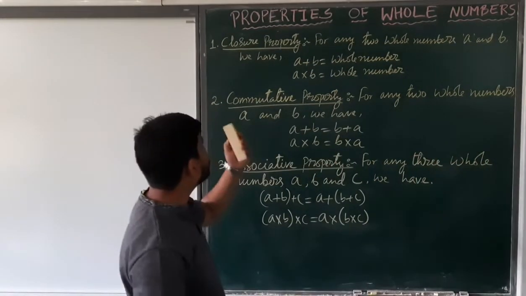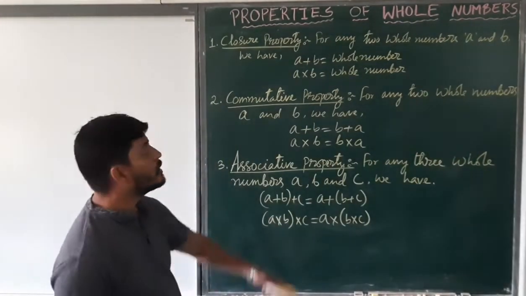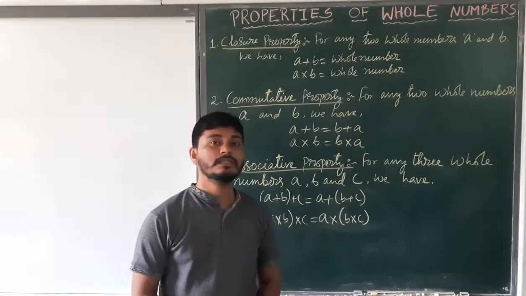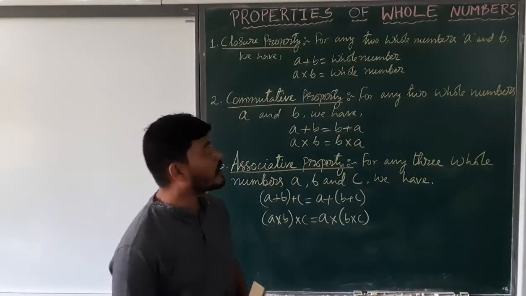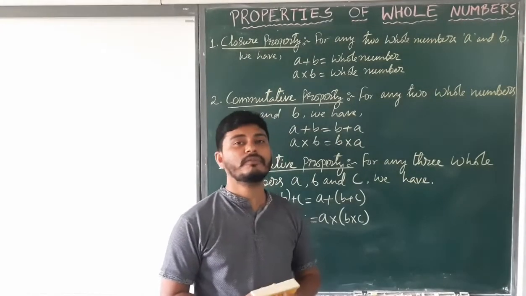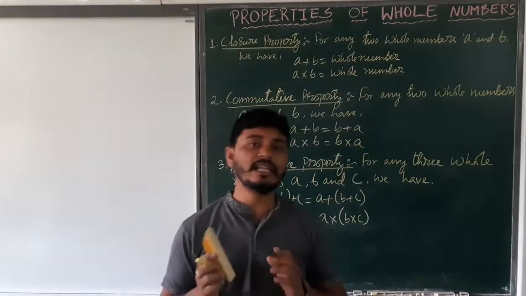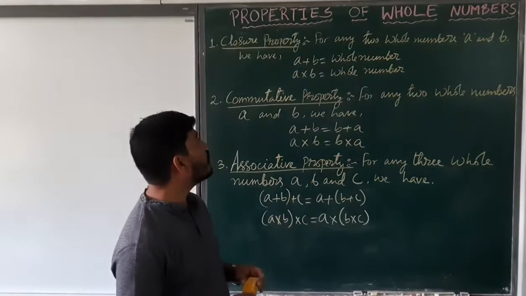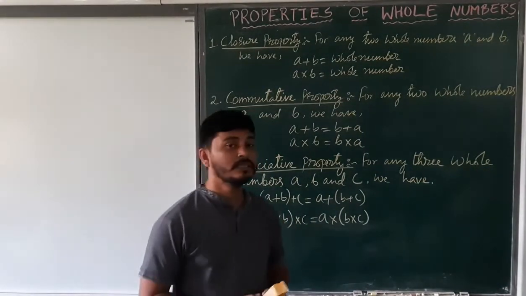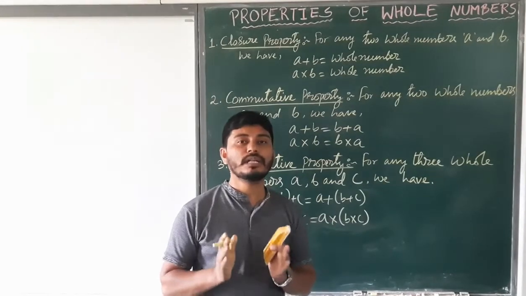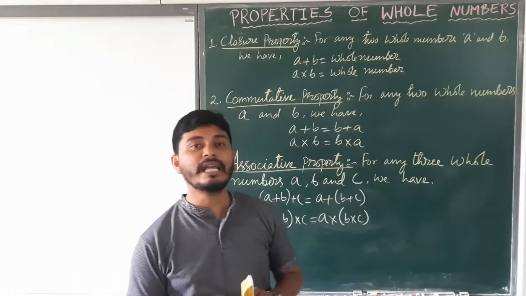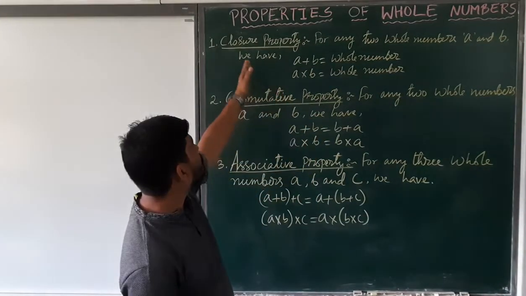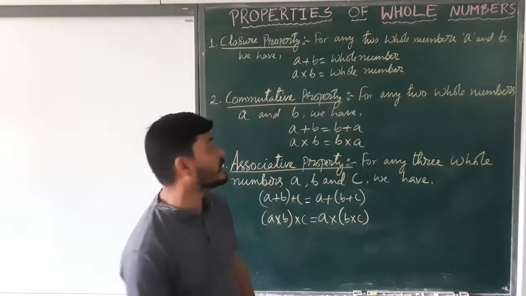So now let us proceed to the properties of whole numbers. The first property says that for any two whole numbers a and b, for example, it can be 2, 5, 10, 15, 20, anything, when we add any two whole numbers or when we multiply any two whole numbers, we get back a whole number again. That is what the first property says, the closure property.